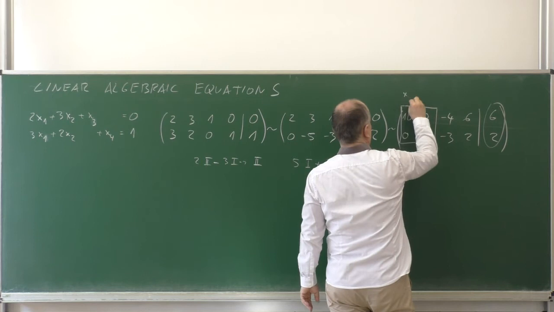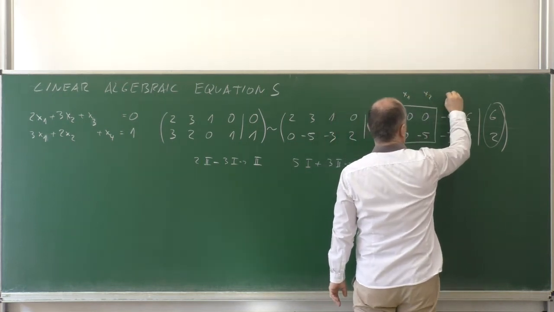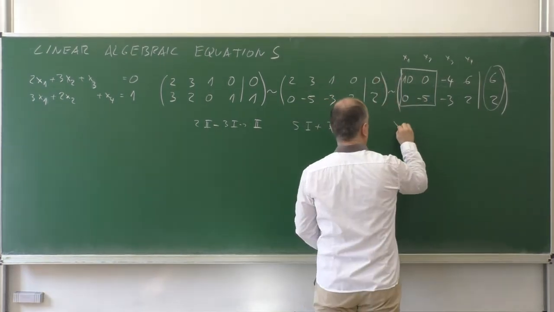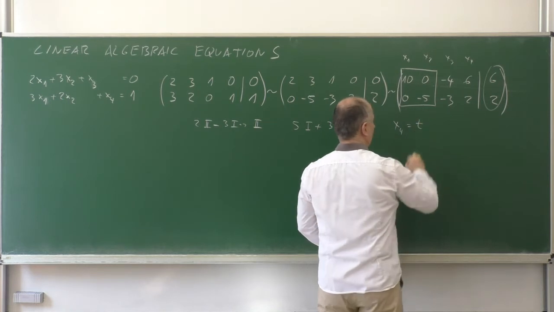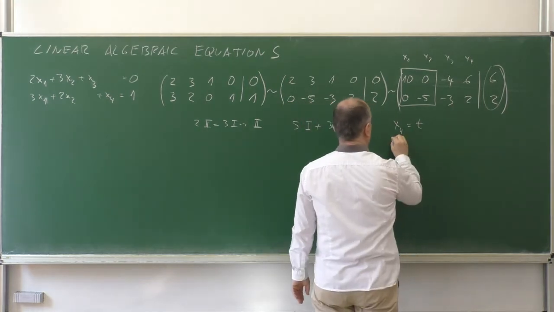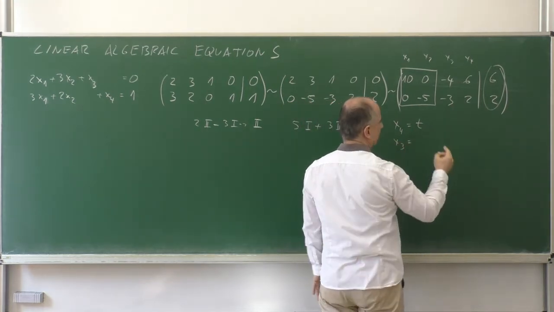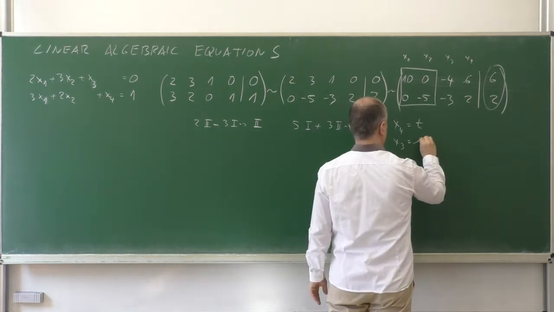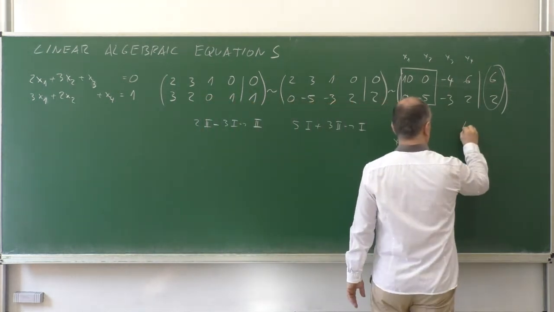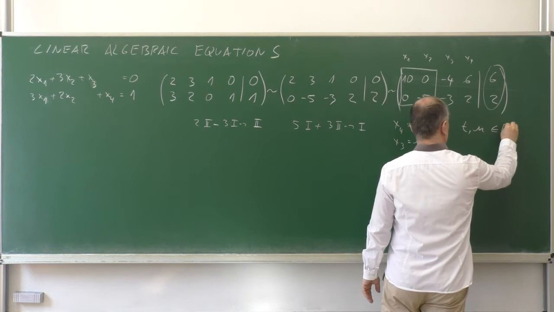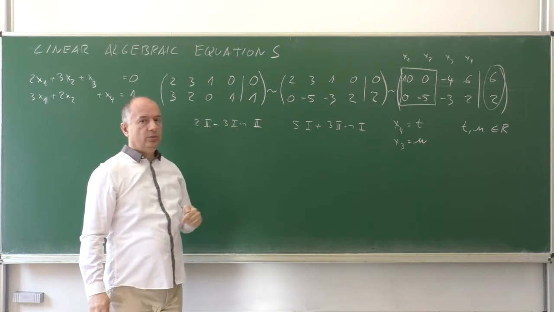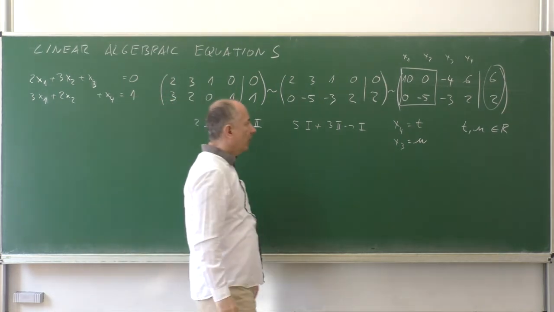So if we write that the first column corresponds to x1, this to x2, x3, x4, then we can write that x4 may be any real parameter, any number for the moment. And so can x3. But we should choose a different letter, right? Say u. t and u may be any real numbers. And then compute x1 and x2 in terms of these two parameters.